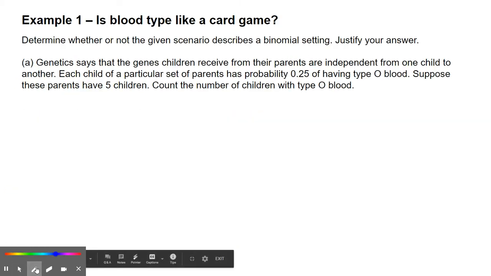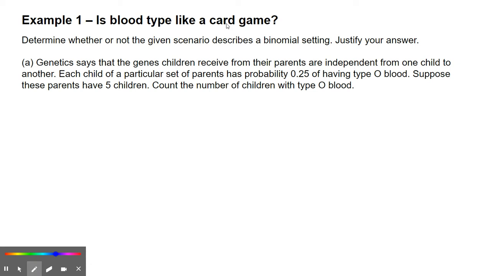All right, so example 1 is blood type, like a card game. Determine whether or not the given scenario describes a binomial setting. Justify your answer. We're going to justify our answer going through the BINS characteristics. If one of those fails, then it is not a binomial setting. BINS, right? They all should be big.